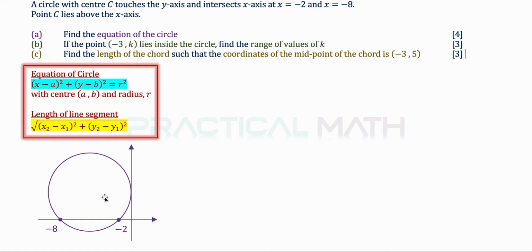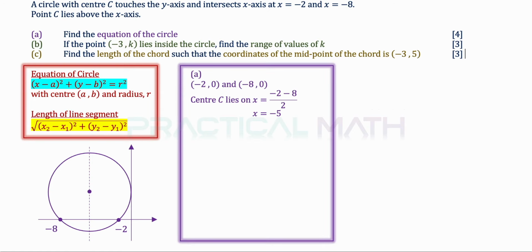Now, my understanding is that the perpendicular bisector of this chord joining -2 and -8 will always pass through the center. In other words, the center lies on the line x equals the midpoint of these two. Having said that, let us apply this in our first step of part A.